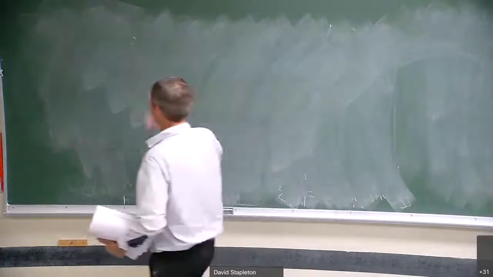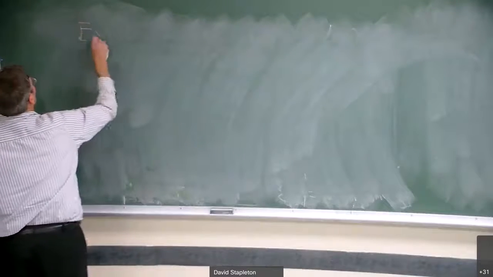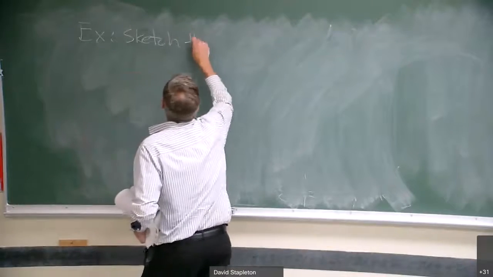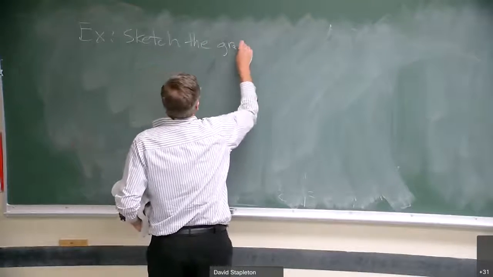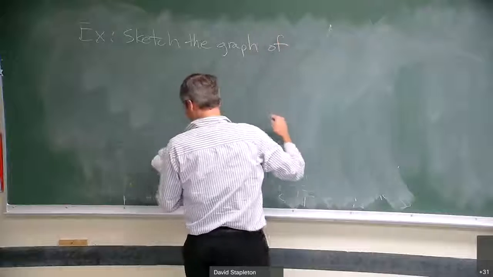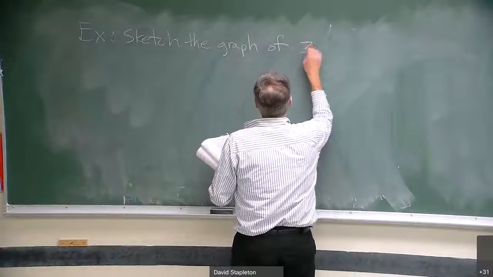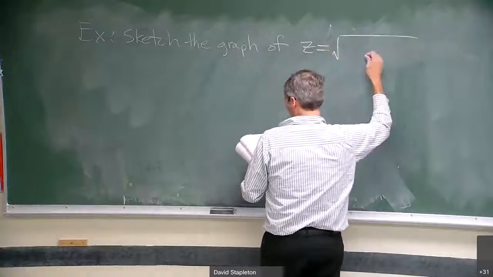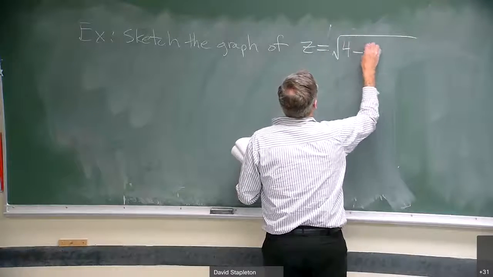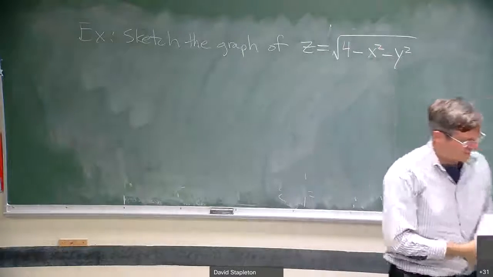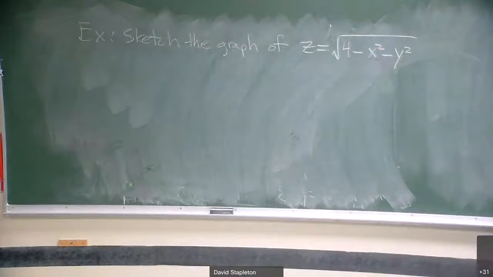So here's a good example for sketching a graph. Sketch, this time, the graph of the function. So this is going to be a surface over the given domain. z equals square root of 4 minus x squared minus y squared. I introduced this one because there's one little trick in here you want to be able to do. How do you figure out how to sketch that? Just having confidence is half the problem, actually.